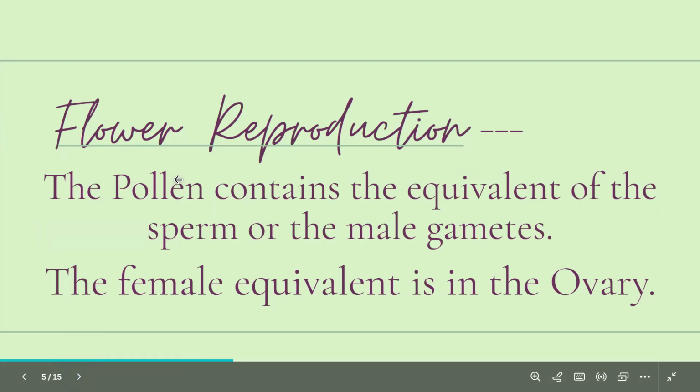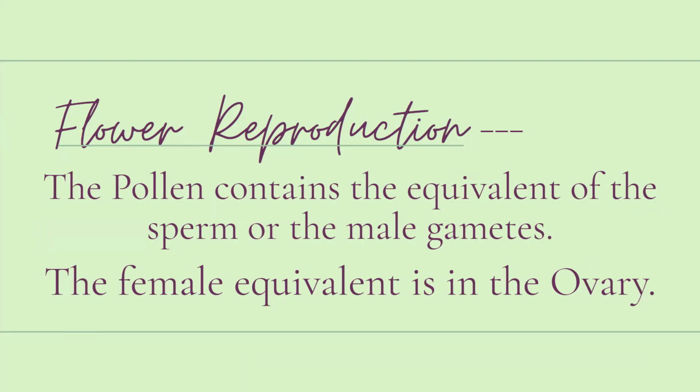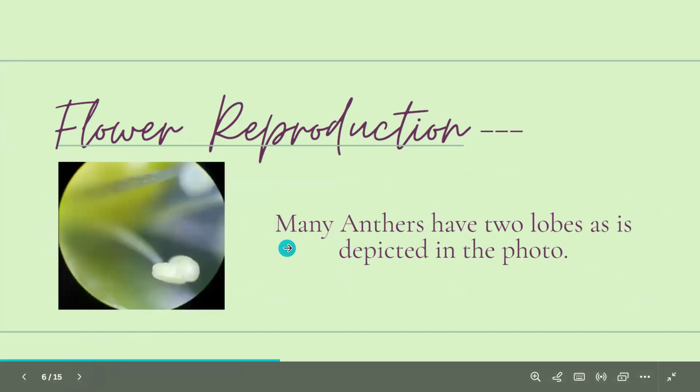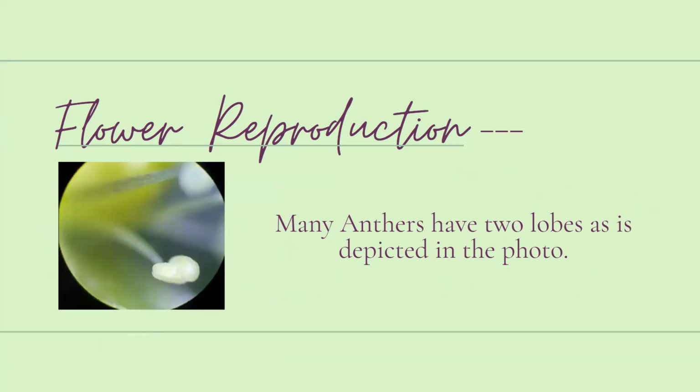And again, the pollen is the equivalent of the sperm or the male gametes. The female equivalent is in the ovary. So the egg, the ovum, is in the ovary. This is another picture of another anther that just had that nice definition of the two lobes. That is pretty common with flowers.